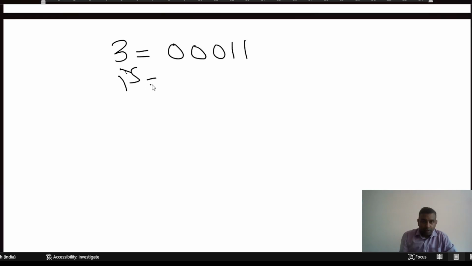Okay, 1's complement. For 1's complement, write the opposite bit: 1, 1, 1, 0, 0. If there is 0, then write 1. If there is 1, write 0. So this is 1's complement.